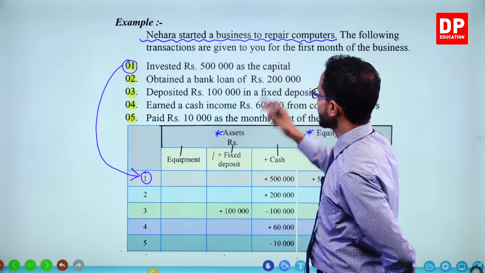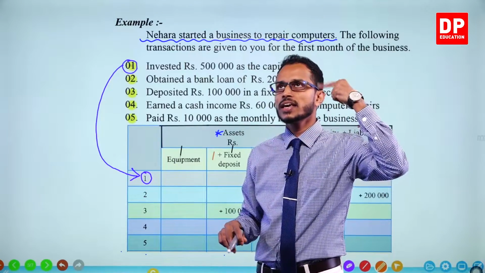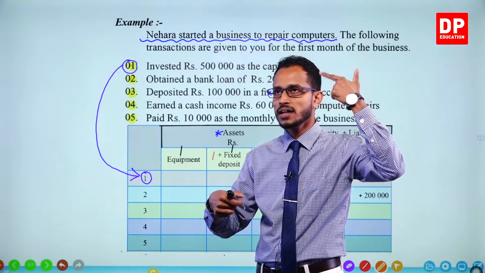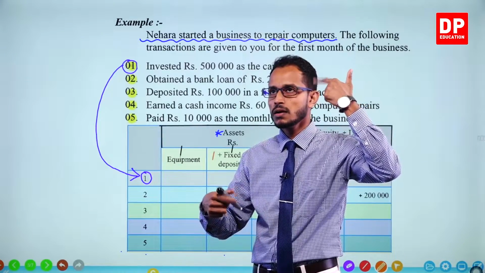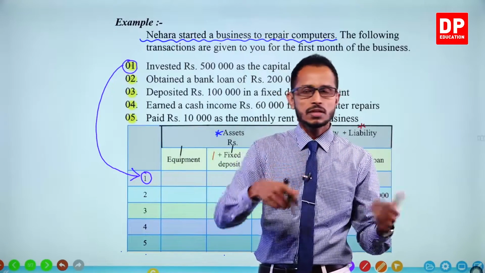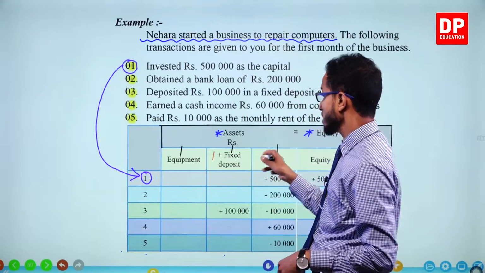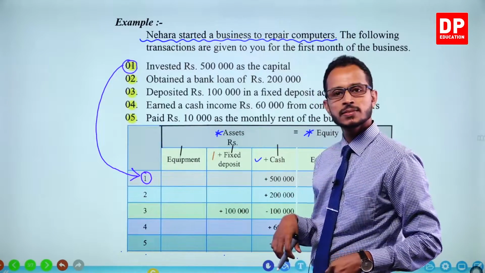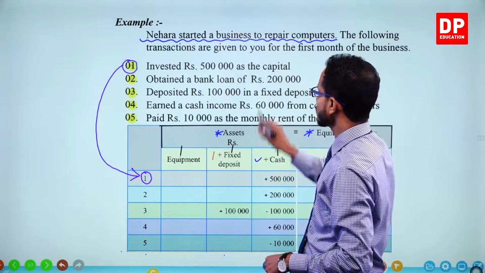Invested 500,000 as capital. Okay, now you think, capital comes to the business. That means the owner has brought in money. All right. So money comes to the business, right? That means cash increases. That means a cash asset should be there. See? Cash asset.